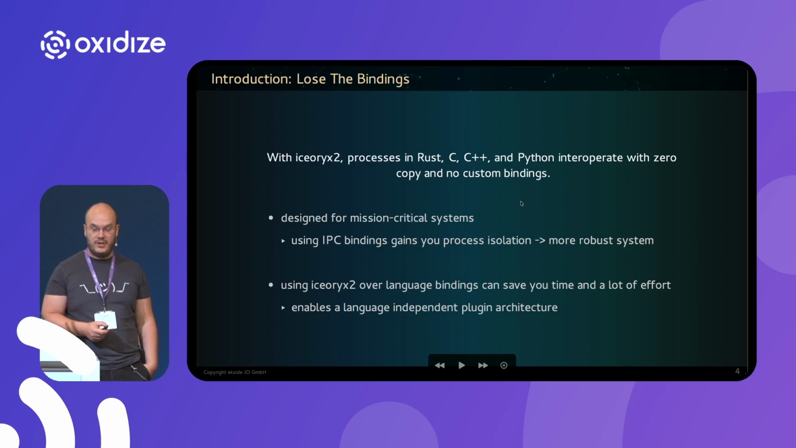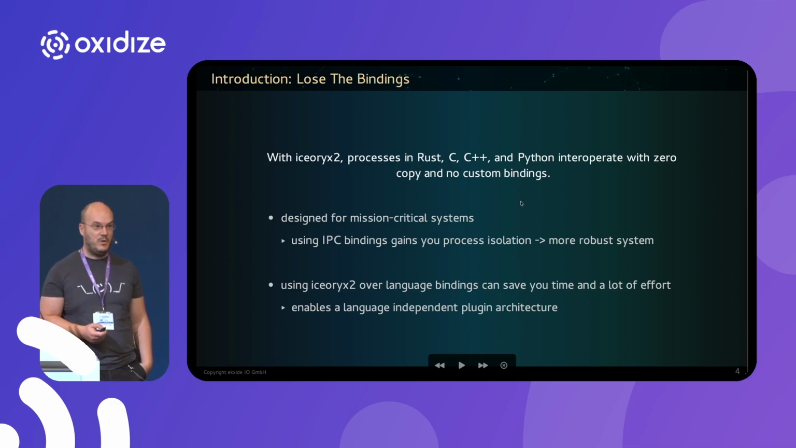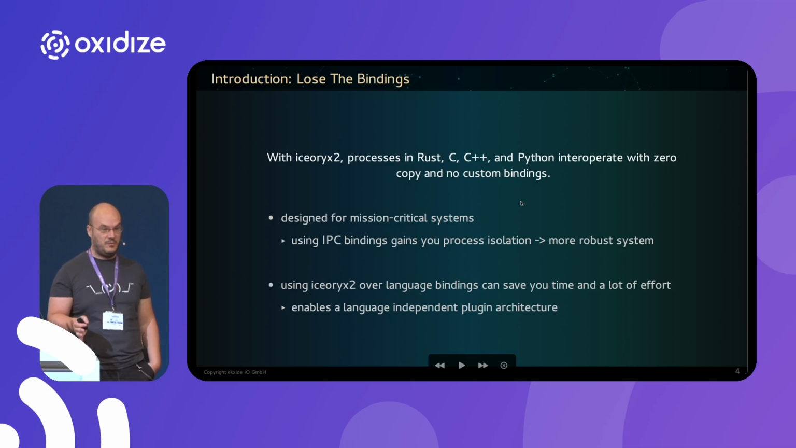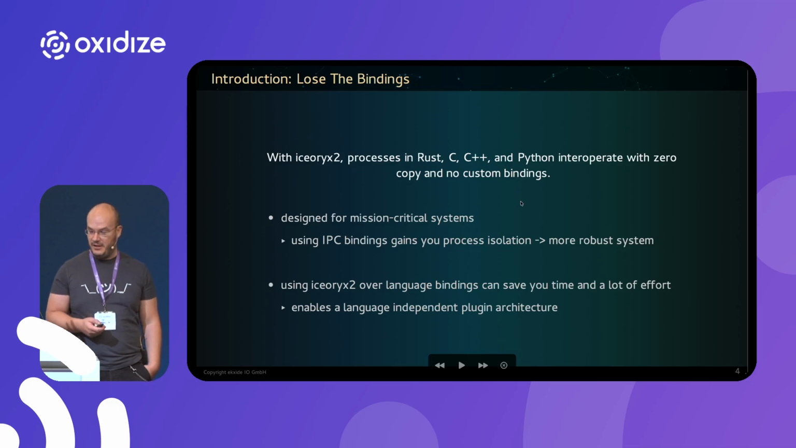But another approach is to use inter-process communication and talk to them directly, and also gain some benefits you have when you have a library which is intended for mission-critical systems. Even if you write a desktop application, you get some of these stabilities and benefits for your system.